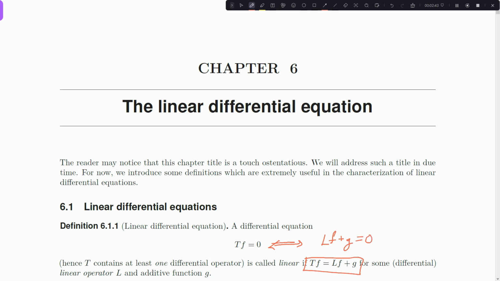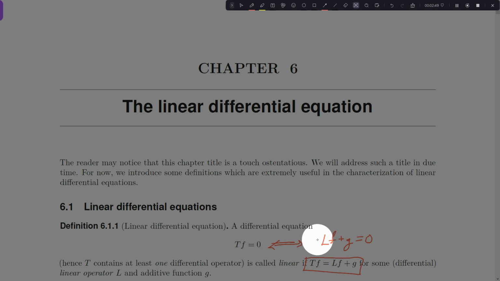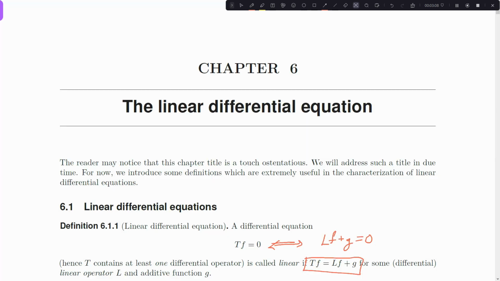Rephrased, using the explicit definition of T, that's really saying that L f plus g equals 0, for a linear differential operator L, that has to be linear based off of our previous chapter's work and definition of linear. As long as L is a linear differential operator, f is my input, my unknown, and g is some prescribed function, this is the form that all linear differential equations take.